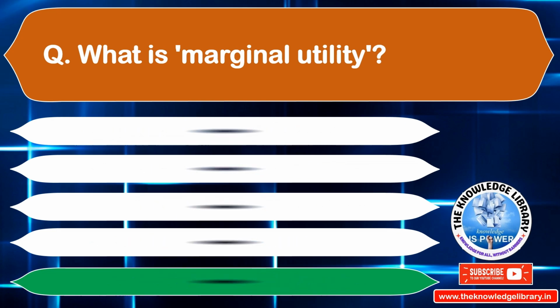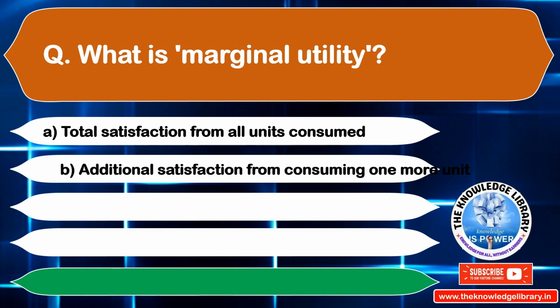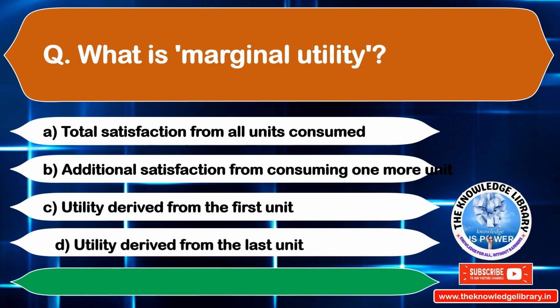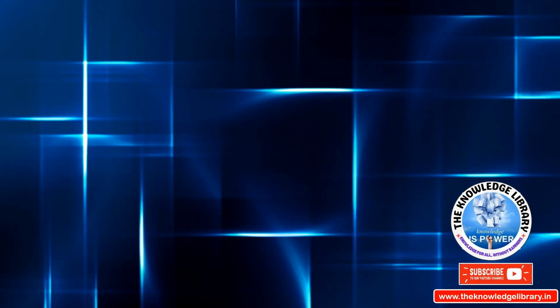What is the marginal utility? Option A, total satisfaction from all units consumed. Option B, additional satisfaction from consuming one more unit. Option C, utility derived from the first unit. Option D, utility derived from the last unit. The correct answer is option B, additional satisfaction from consuming one more unit. Moving to the next question.